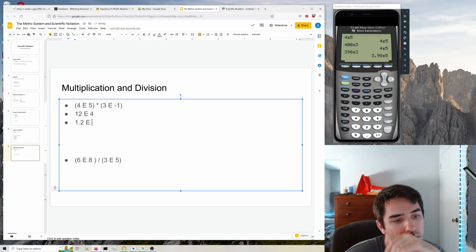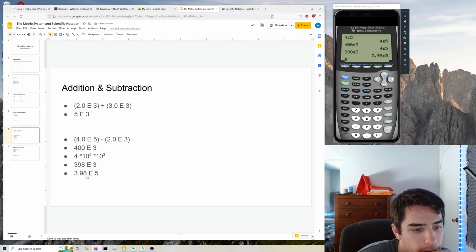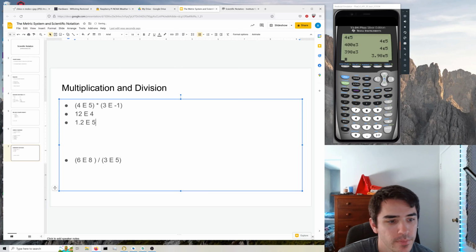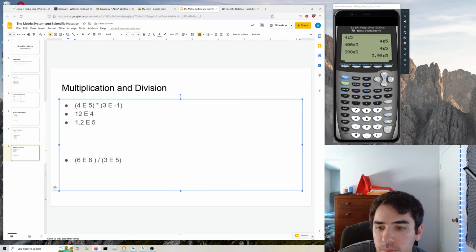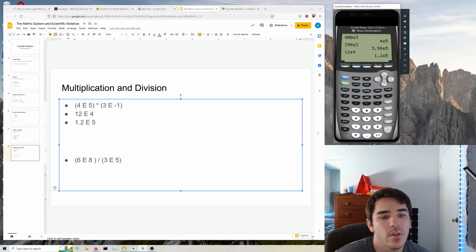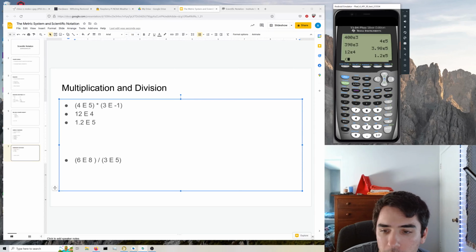No, wait. What did we do in the last one? We moved it over to the left 2, so we added 2. We moved it over to the left 1, so we add 1. So yeah, 5. And I can check that too. 12 second e4 is 1.2 e5. And I'll check the actual calculation.